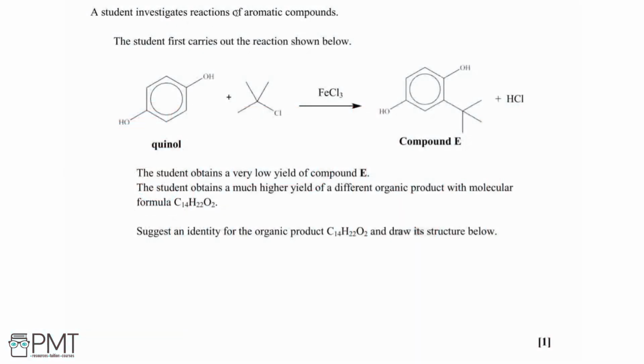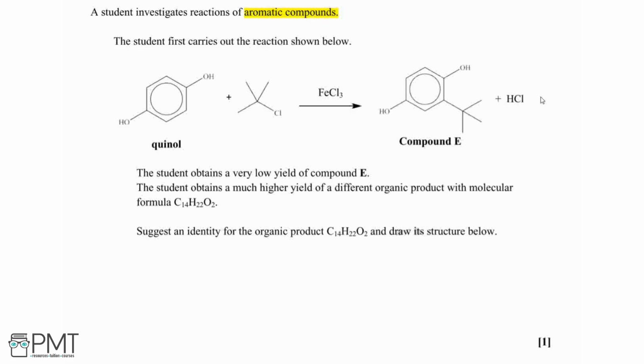A student investigates reactions of aromatic compounds. The student first carries out the reaction shown below. So this is the reaction of quinol, which is an aromatic compound, with 2-methyl-2-chloropropane, a halogen carrier of iron trichloride, and we're producing this substituted compound E. So we've substituted one of the hydrogens on quinol with our compound here, and we're also producing some HCl overall.